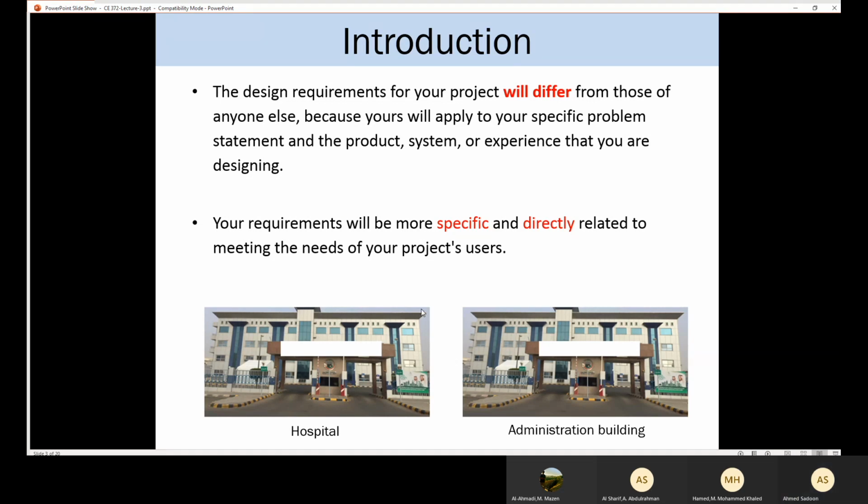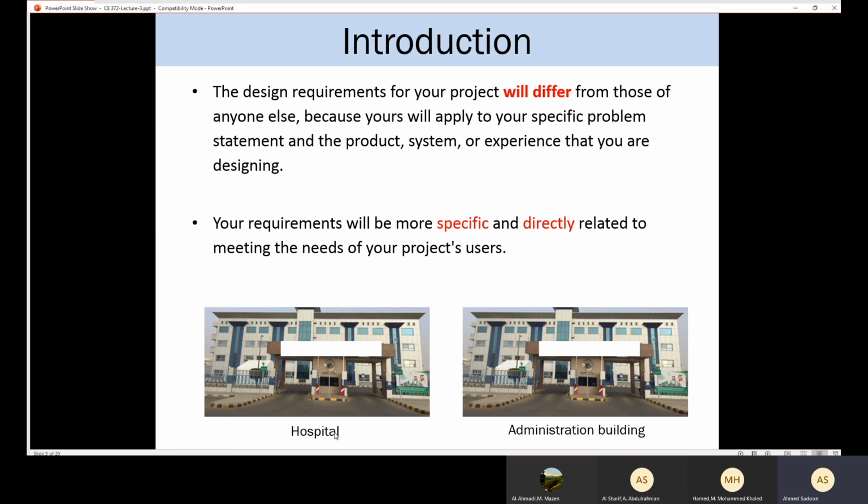For example, here we have a hospital and here we have an administration building. Even though they look identical from outside, the requirements for the hospital are going to be different from the requirements for the administration building. For example, for safety, I need to provide radiation safety for the hospital, whereas in the administration building, it's not required. Also, the safety for the hospital should be higher than the safety for the administration building.